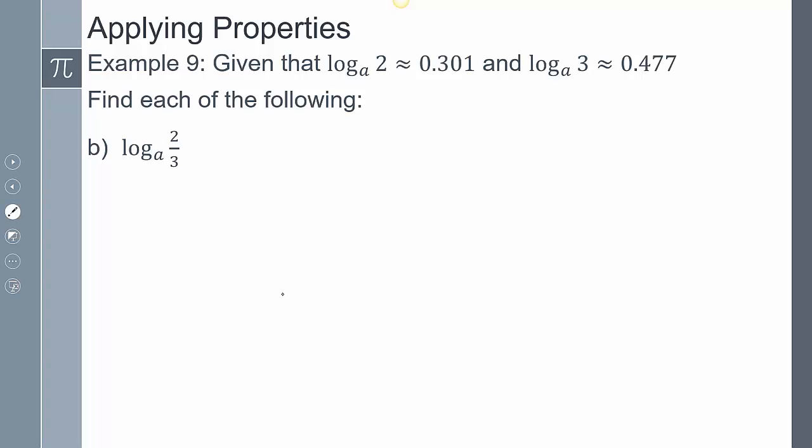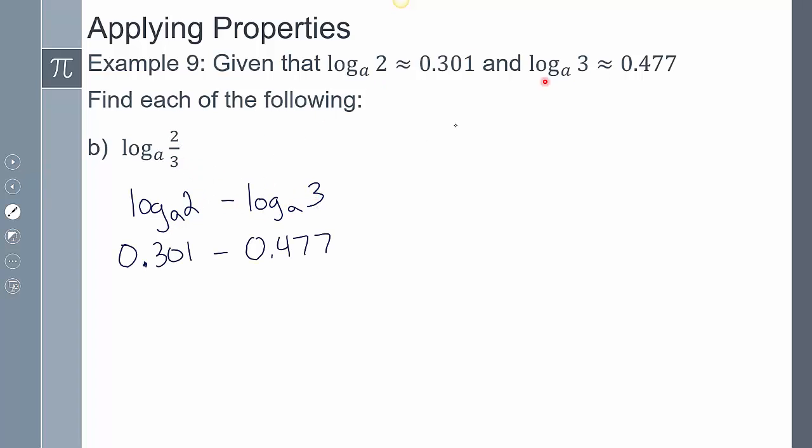Log base a of 2 over 3. I can write it as a quotient. Well, this is the quotient rule, so I can write it as the difference. So log base a of 2 minus log base a of 3. So now plugging in the values again and simplifying, I get negative 0.176.